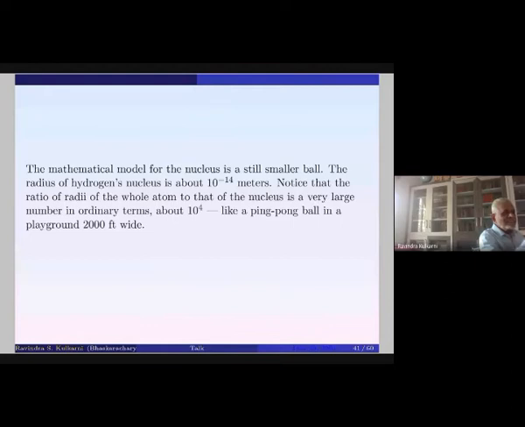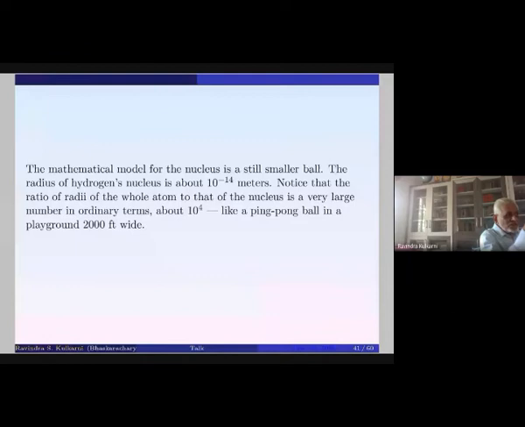And the radius of hydrogen's nucleus is about 10 to the minus 14 meters. To get a feeling for these numbers, just notice that the ratio of the radii of the whole atom to that of the nucleus is a very large number in ordinary terms. So 10 to the minus 10 divided by 10 to the minus 14. So that is about 10 to the 4. So it is like a ping pong ball in a playground which is 200 feet wide.